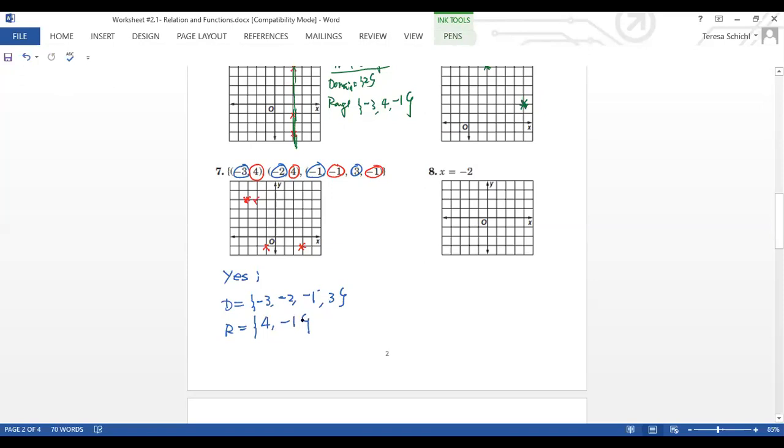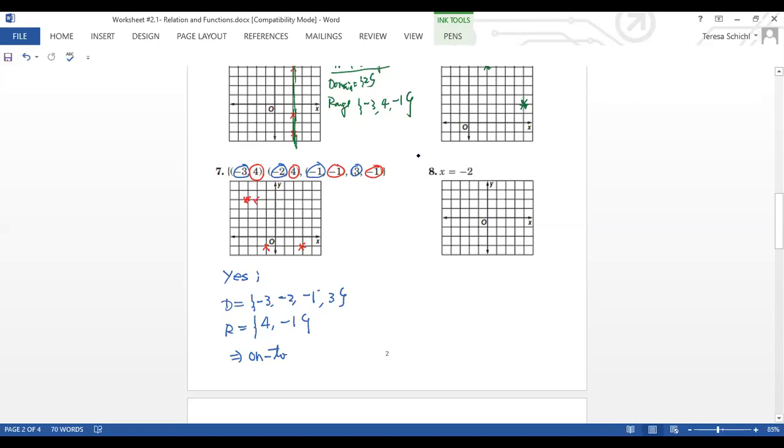So is this one onto? This one is onto, right? Why is it onto? Because several numbers like -3 and -2 both go to 4, and 3 goes to -1. So it covers every element in the range. So it's onto, but it's not 1-to-1 because both -3 and -2 go to 4. Correct? Okay, good.